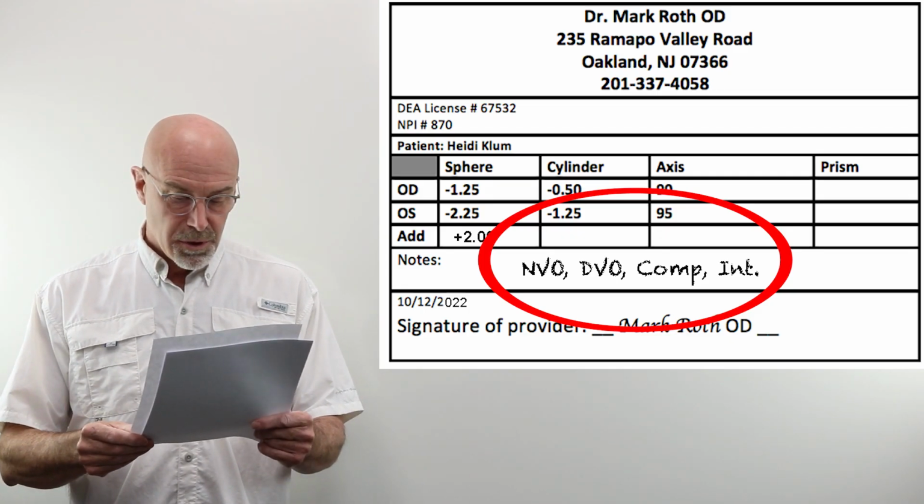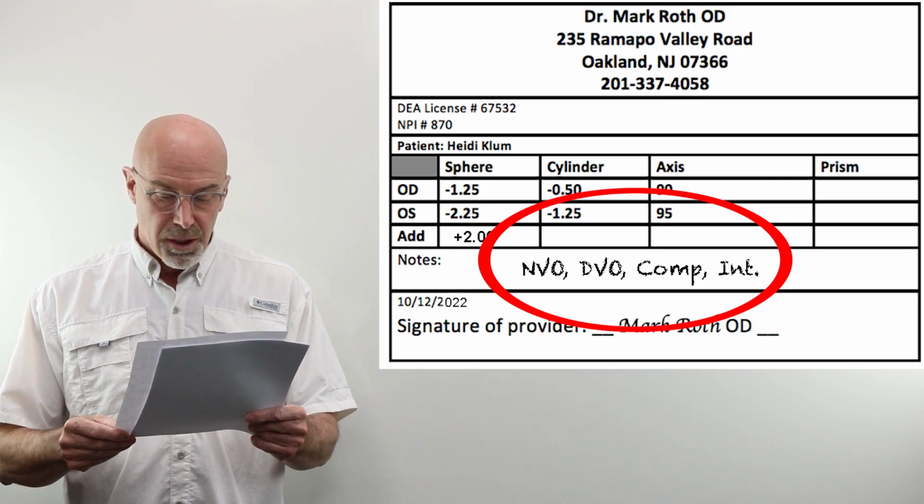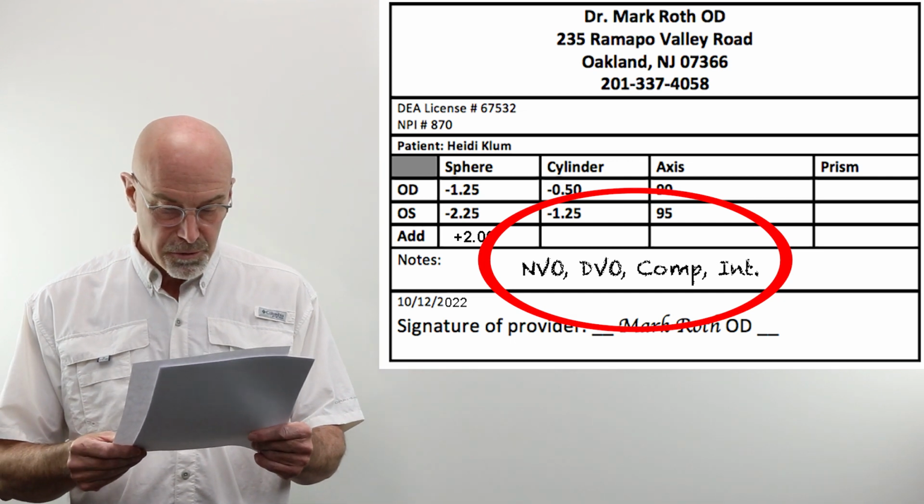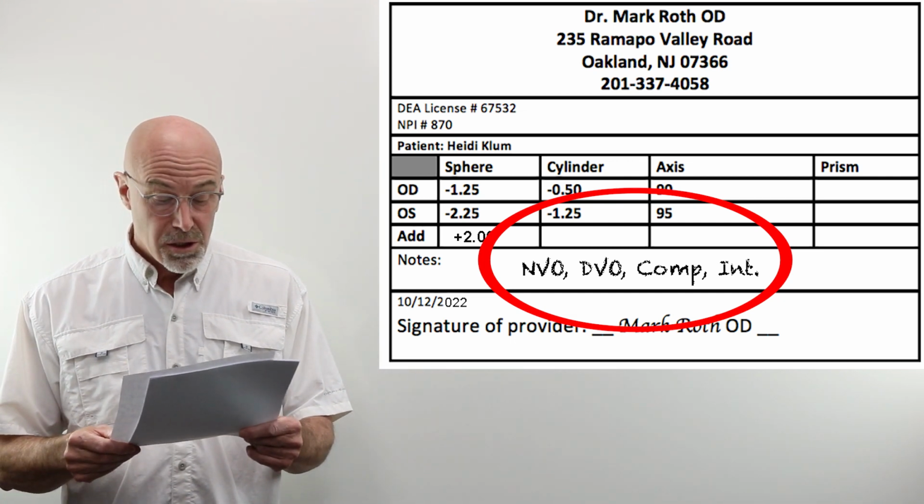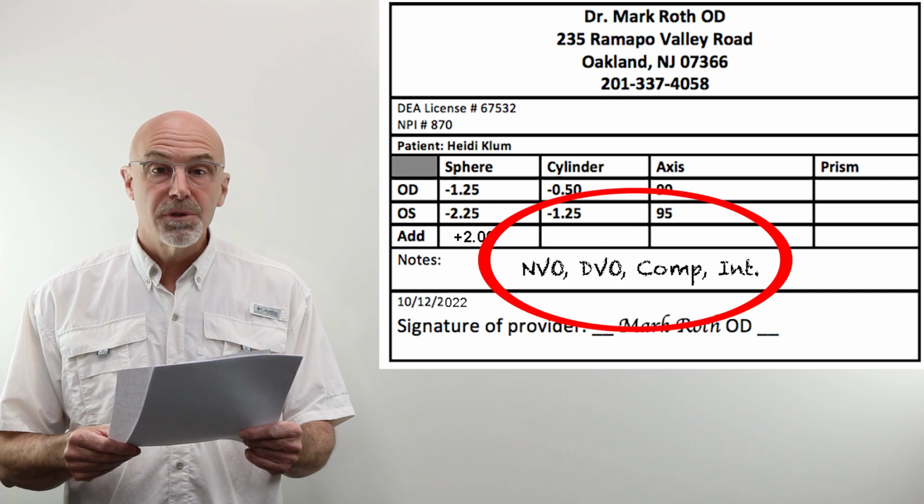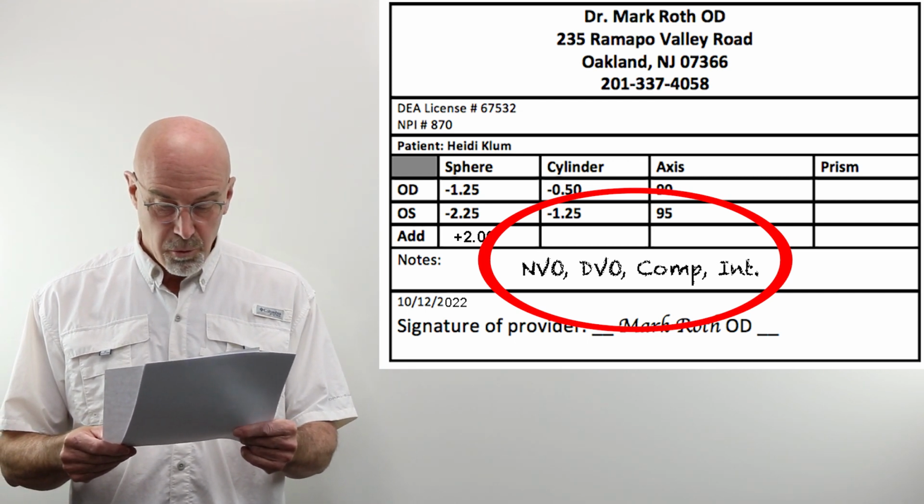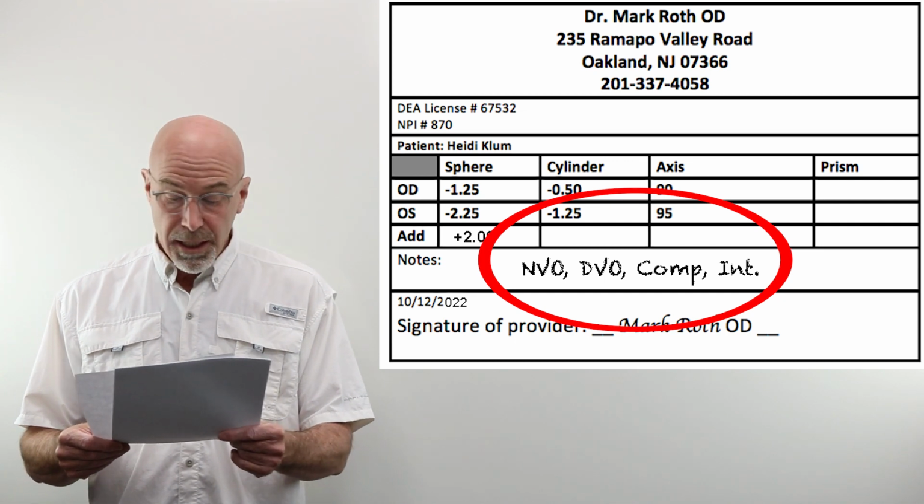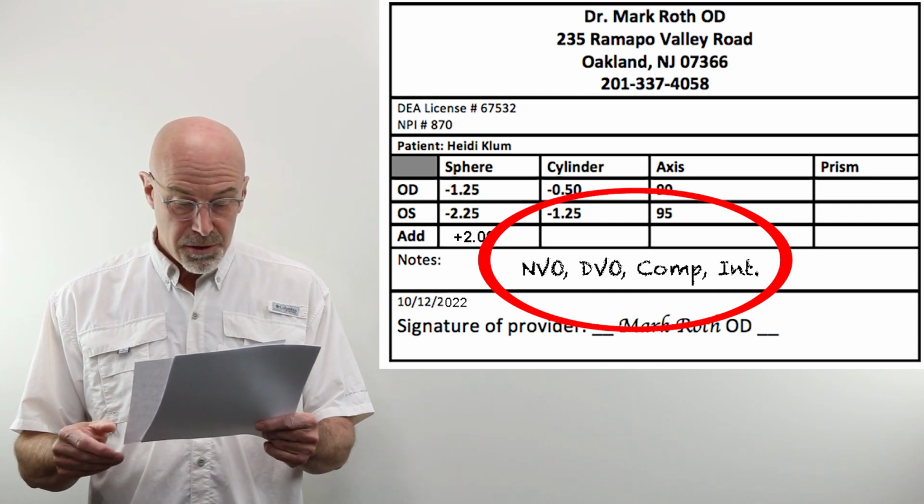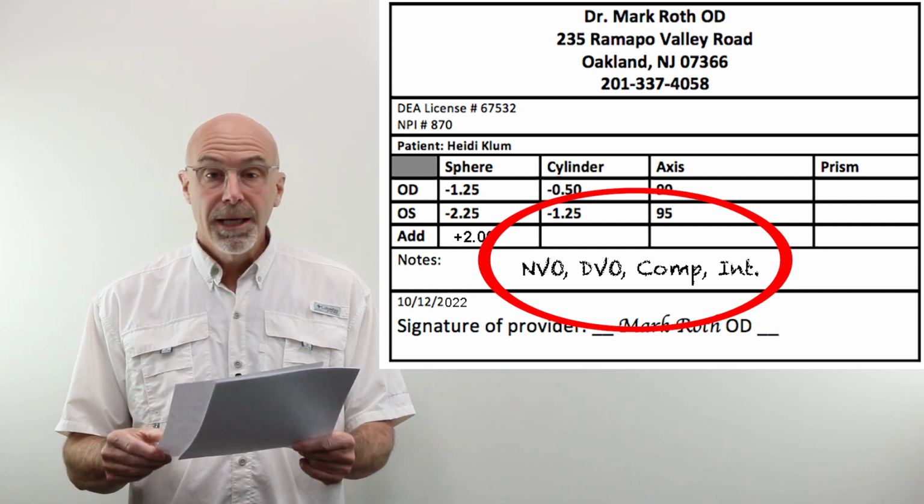NVO, near vision only, DVO, distance vision only, comp, computer, intermediate. This is a great note. This tells you that you're going to have a nice conversation with your customer, and you're going to decide which of those they want, what distance they're looking for, and you're going to combine that add power in some way with that sphere power to get them what they need.